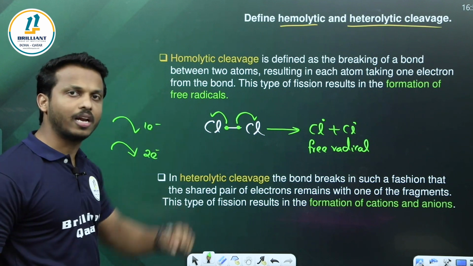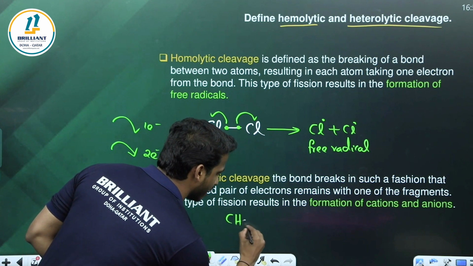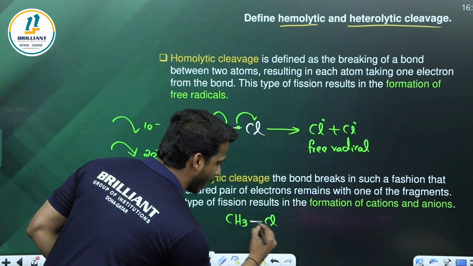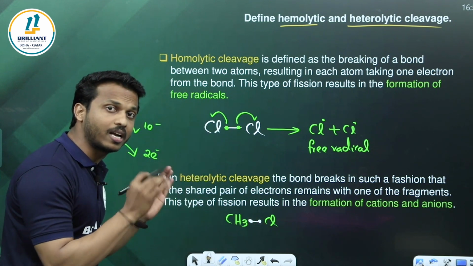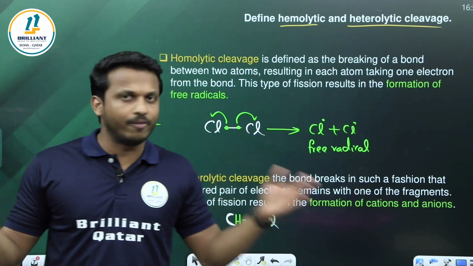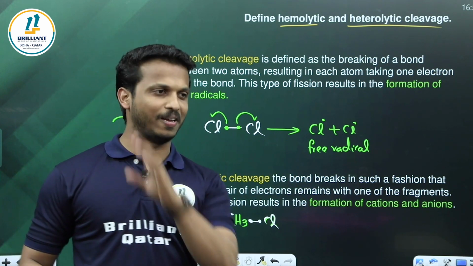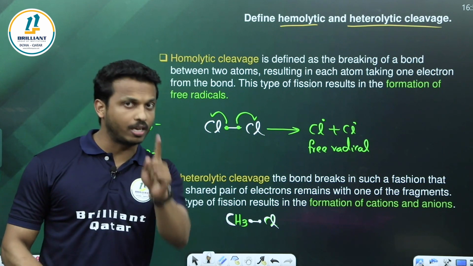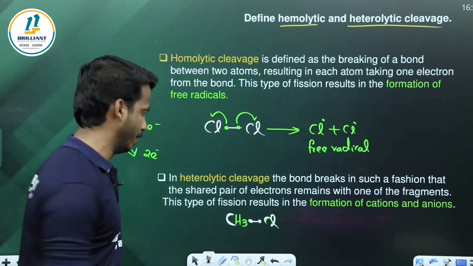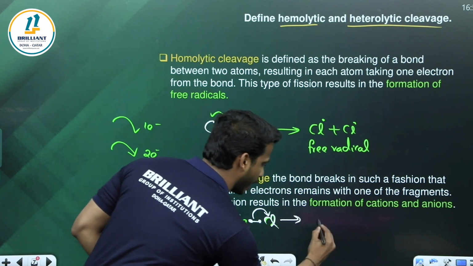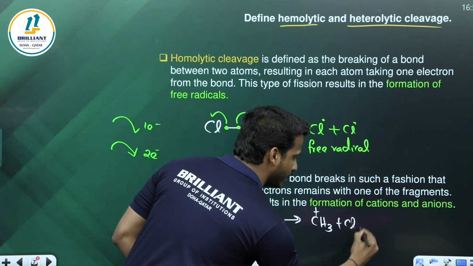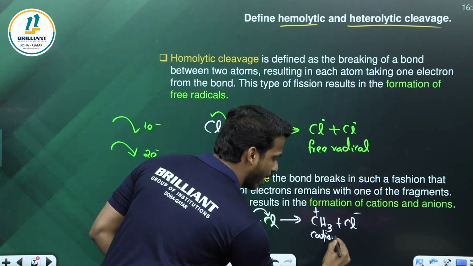What about heterolytic cleavage? Let me tell you one example. Let us consider CH3Cl. This bond has 2 electrons, directly connected to carbon and chlorine. Both sides are different species. Which is the more electronegative element, carbon or chlorine? You know very well chlorine is more electronegative than carbon. So both electrons go to chlorine. What you will get is CH3 plus, because CH3 is losing and chlorine is gaining: CH3+ and Cl−. You will get a cation and an anion.